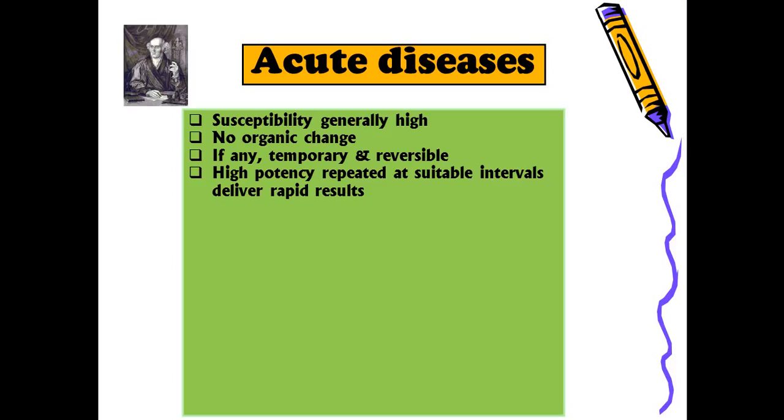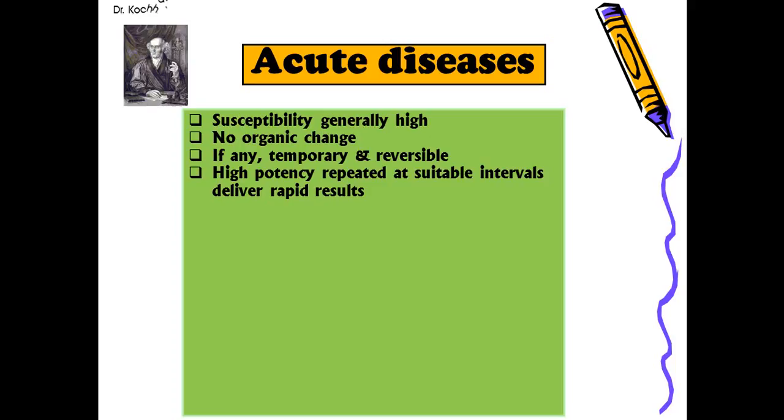acute disease. Now in acute diseases, susceptibility is generally high. Very simple, because the disease is fresh. First of all, there is no organic change, and if at all there is an organic change, it is temporary and it is reversible. It is not irreversible. So high potency repeated at suitable intervals delivers rapid results. Don't generalize this. Don't think what you will do in acute disease will be done in chronic disease also. In acute diseases, the nature is different, the symptomatology is different, the picture is more clear.